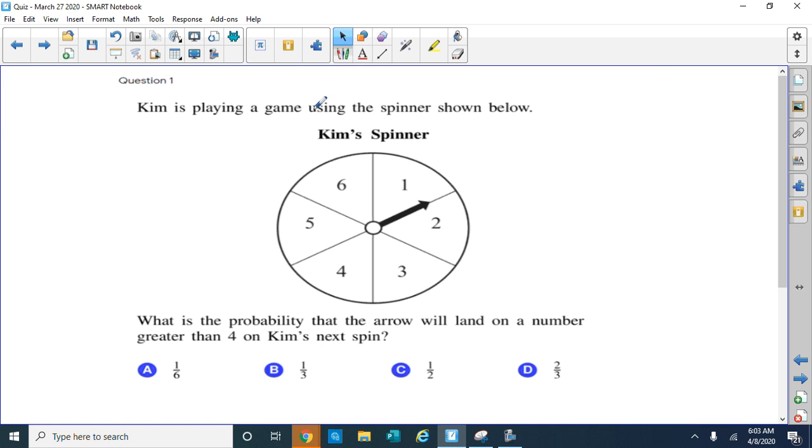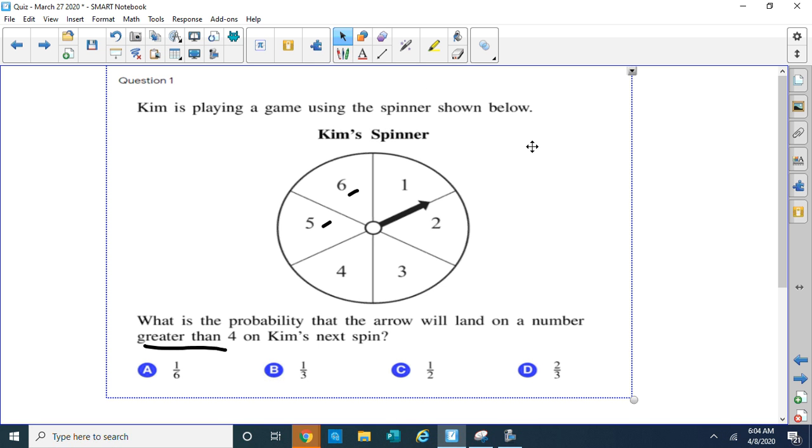Well, there's a key word there. Greater than. Greater than means more than. So we want more than 4. So what numbers are more than 4? Well, we've got the number 5. That's more than 4. And we've got the number 6. That's more than 4. We can't say 4 because 4 is equal to 4. We want numbers that are greater than 4. So we only have 2 numbers out of the whole 6 numbers that are there.